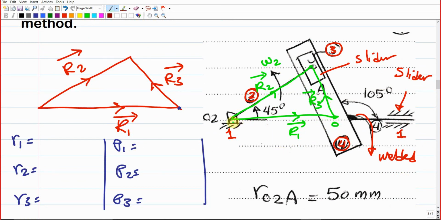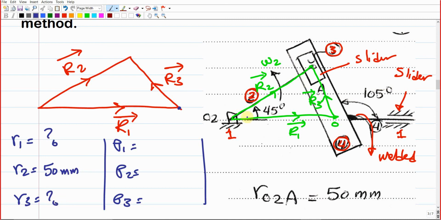So do we have the distance from O2 to O? No, this distance is variable and it is not given. The only distance that is given is O2A. It means that the only R that we have is just R2. We have only R2 given by 50 millimeters, but these two are unknowns.